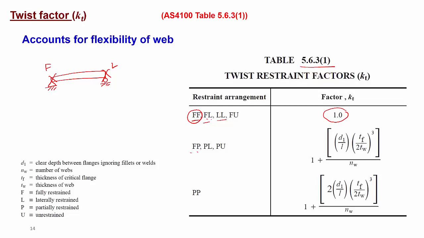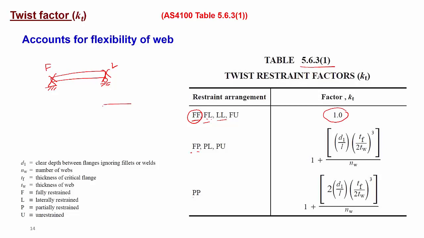Similarly, if it is FP, that is fully restrained and partially restrained condition, we will take the equation from here, and for partially restrained, we will use this equation. Now in this equation, D1 stands for the clear depth between the flanges, ignoring the fillets or welds.